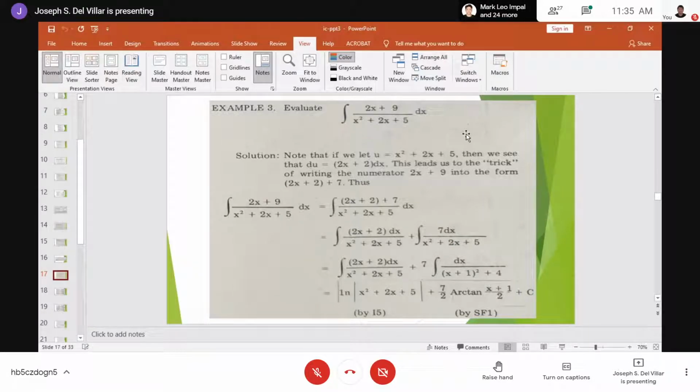Okay? So, kapag kinuha ninyo yung let u be equal to quadratic, no? So, you let u be equal to x squared plus 2x plus 5, or let u be equal to the denominator, then get the differential. So, differential of u, both sides. So, this is 2x plus 2 dx. So, 2x plus 2 close quantity dx. Okay?